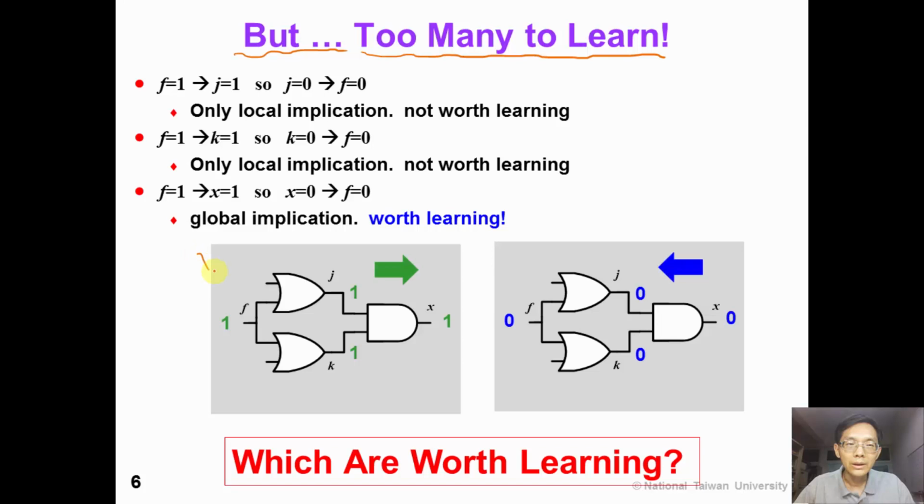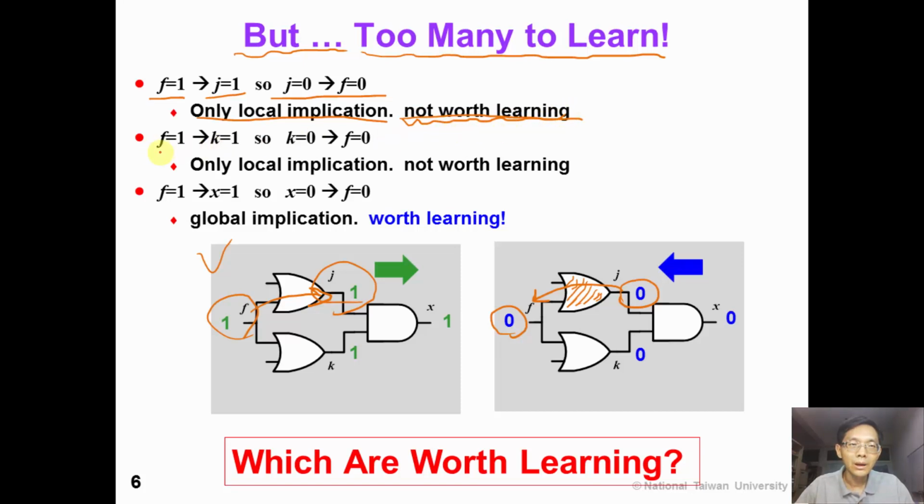Let's see this example circuit again. Suppose we set F equal to 1. We can imply that J is equal to 1. Obviously, we can learn that when J is 0, F must be 0. But this is not a very good learning information because this involves only local backward implication. We don't need to memorize this information since we can directly perform backward implication during ATPG. So this information is not worth learning.